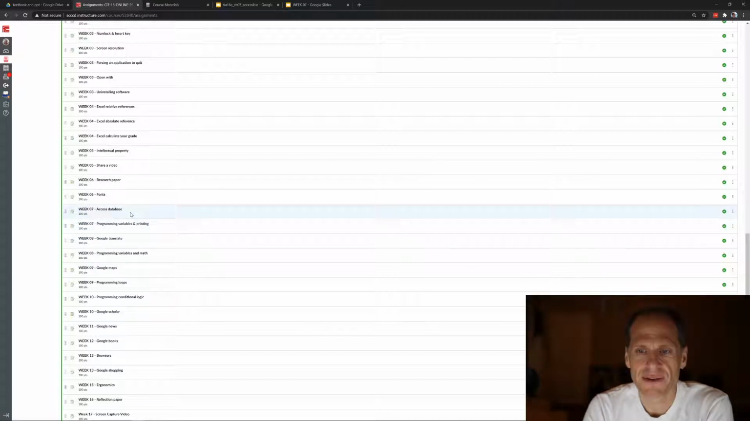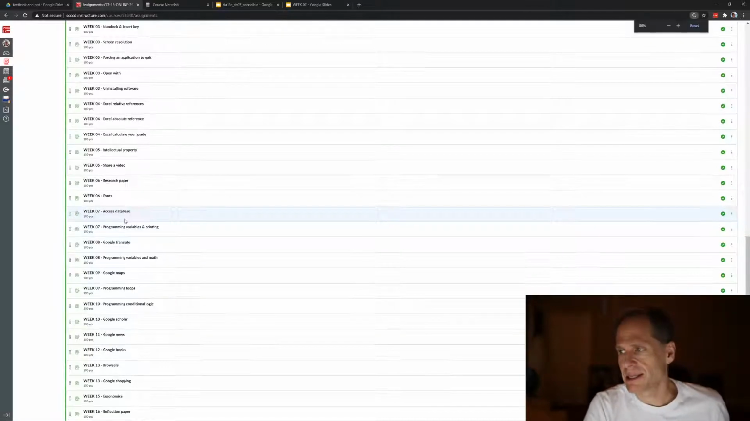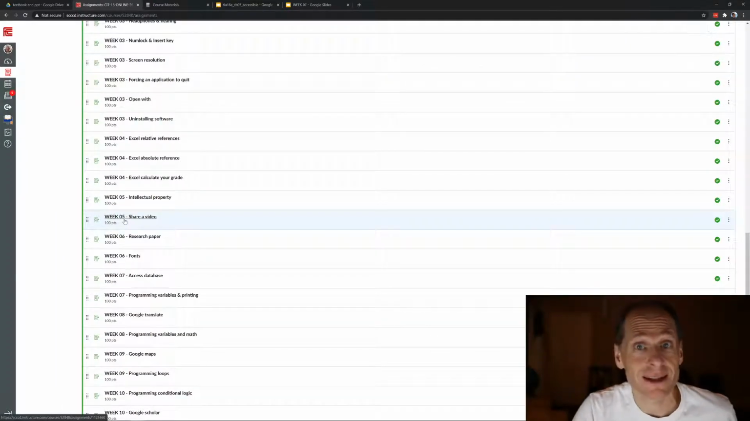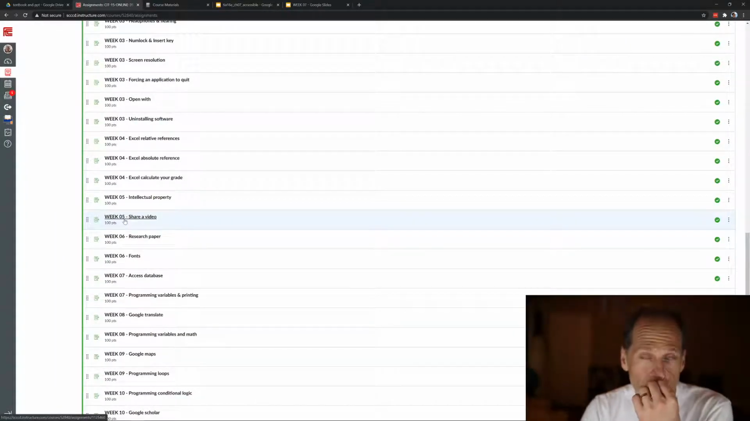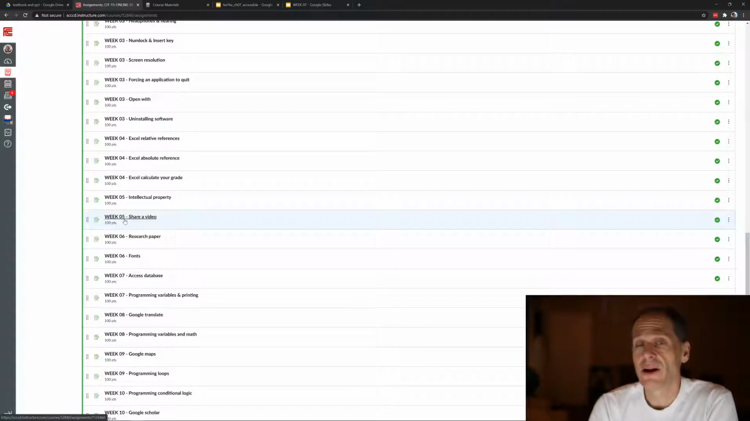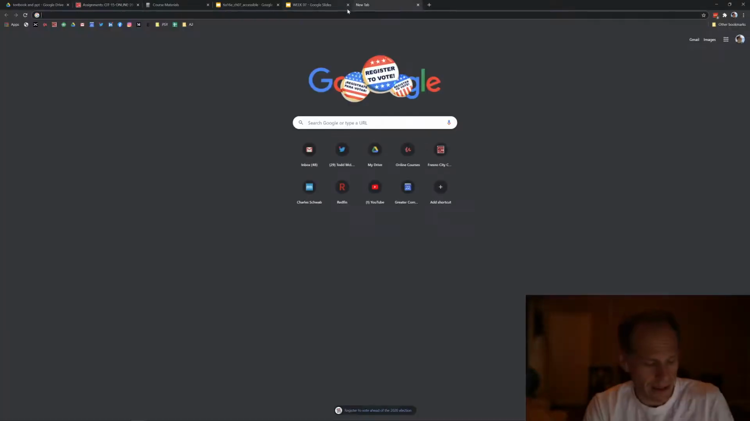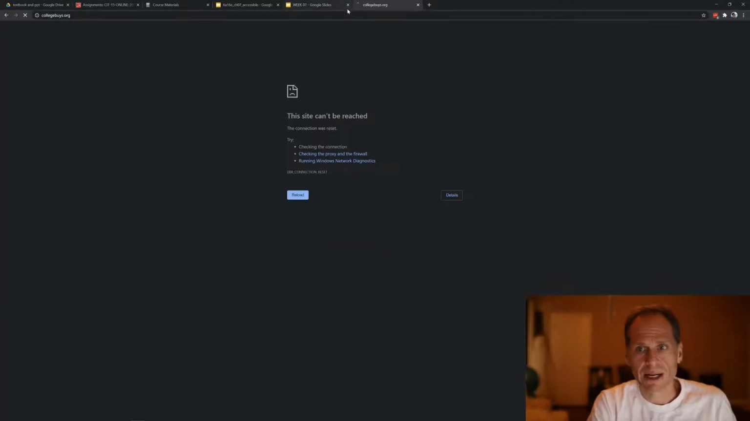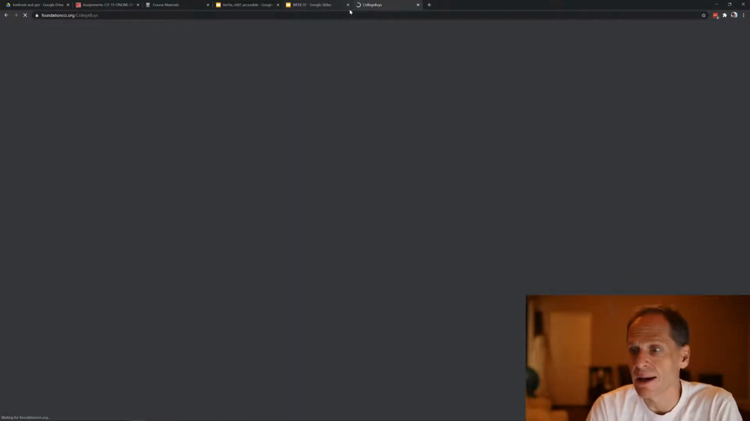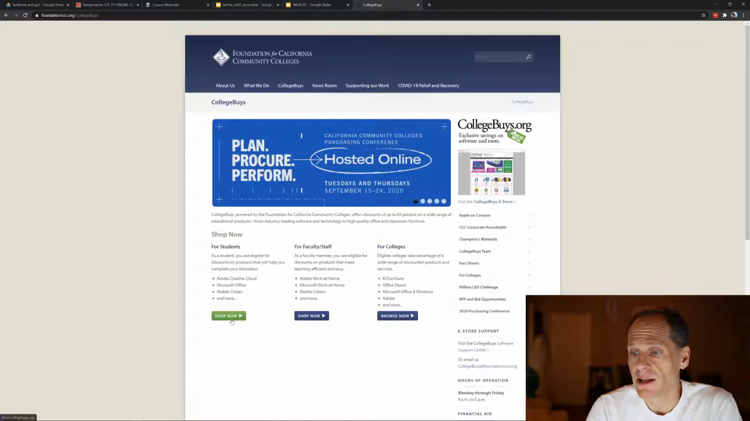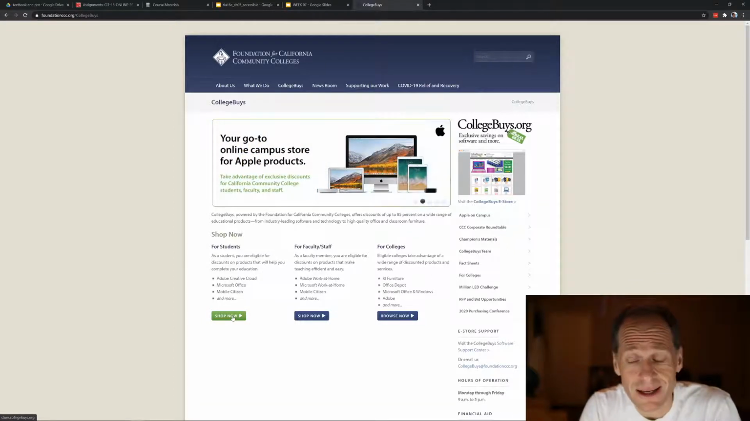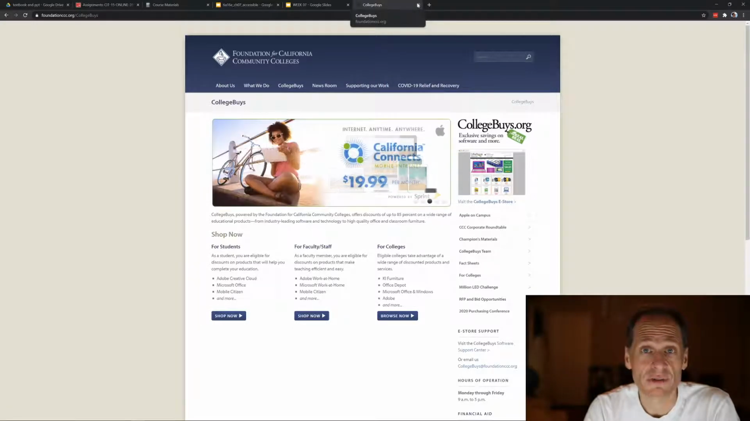If you can't find the Access database, like if you just don't have access to Access, Fresno City College has some resources. There's some equipment that you could check out. You could also go to collegebuys.org, and then here you say you're a student, you log in, you could buy Microsoft Office with Microsoft Access, I don't know, for like $10, maybe it's $20, so that could be an option for you.